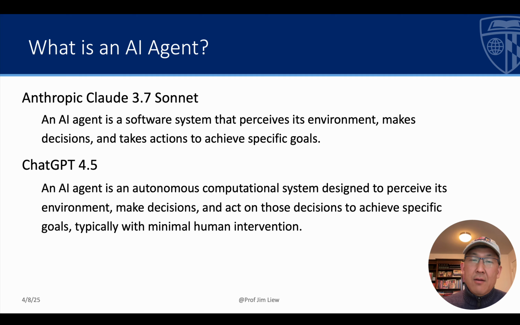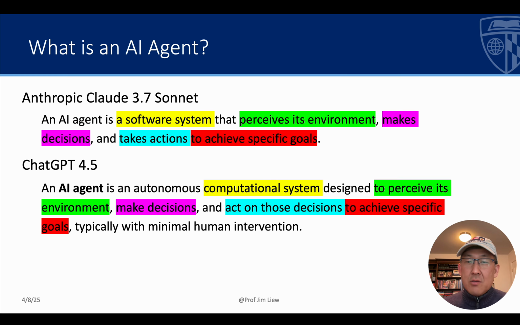Now if you compare these two, there are a lot of similar things here. Software systems or computational systems, perceiving their environment, making decisions, and also taking action to achieve a specific goal. So these are the commonalities.